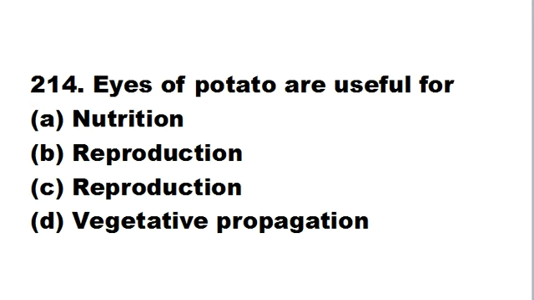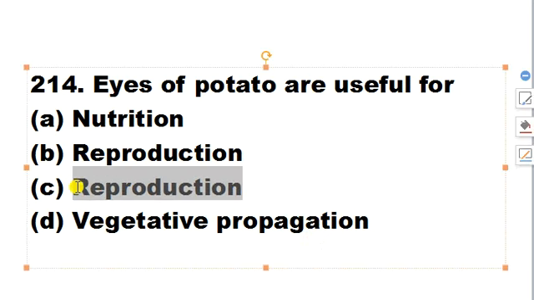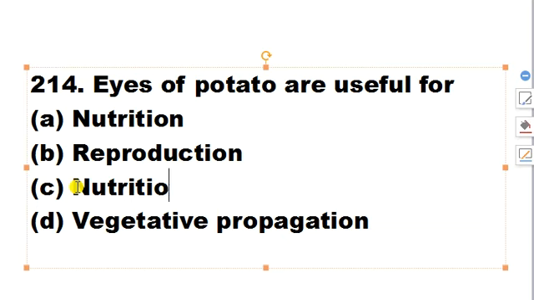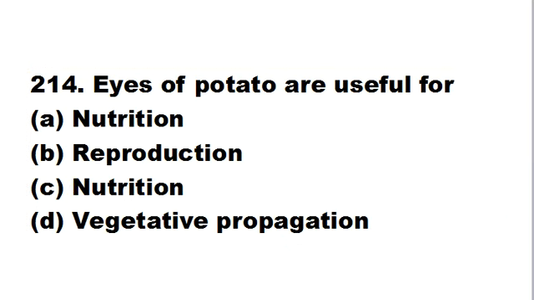Eyes of potatoes are useful for: A. Nutrition, B. Reproduction, C. Reproduction, and D. Vegetative propagation. The correct answer is D. Eyes of potatoes are small sprouts which emerge from the surface of the potato. So they are basically useful for vegetative propagation.